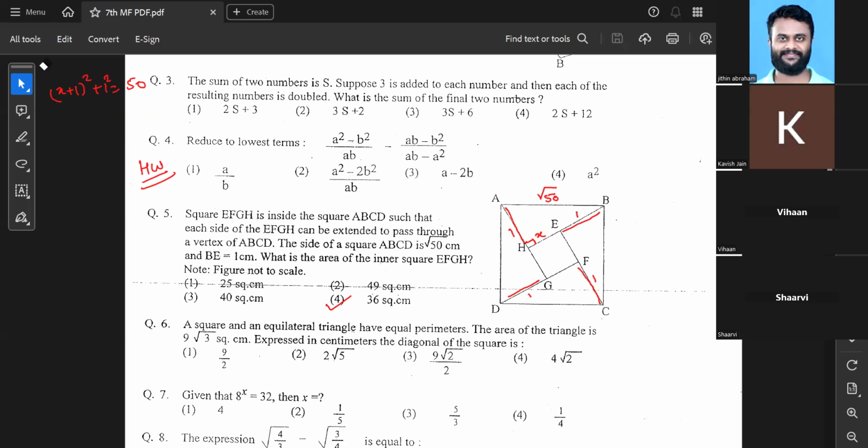I'll solve it in detail so that there is no confusion. 50 minus 1 gives you 49. Okay. And x plus 1 is 7. Therefore, x is equal to 6. Clear? Yes, sir.